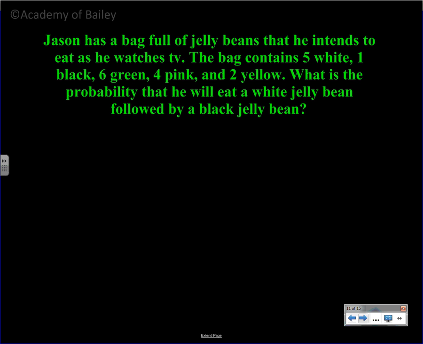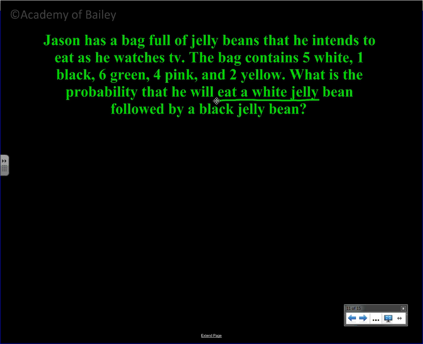Let's look at this example. Jason has a bag full of jelly beans that he intends to eat as he watches TV. The bag contains 5 white, 1 black, 6 green, 4 pink, and 2 yellow jelly beans. What is the probability that he will eat a white jelly bean followed by a black jelly bean? Well, we can't look for those keywords of and or to determine whether it's mutually exclusive or overlapping or independent, dependent. But let's think about the situation here.